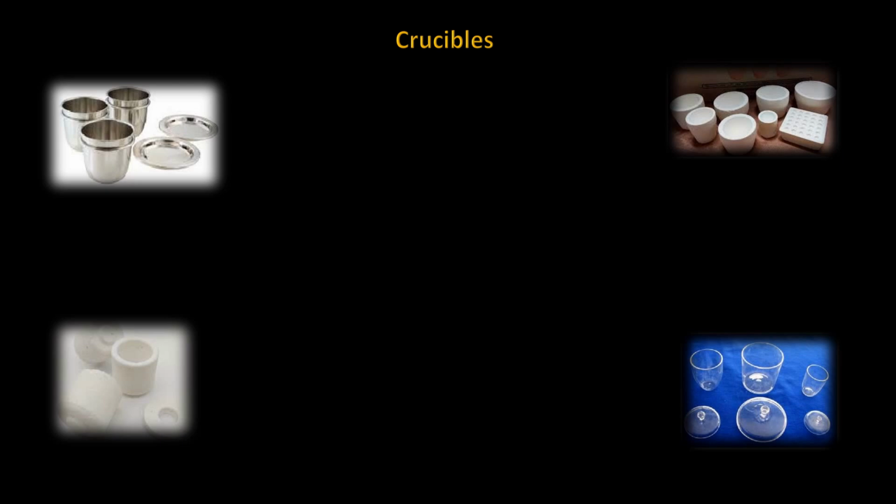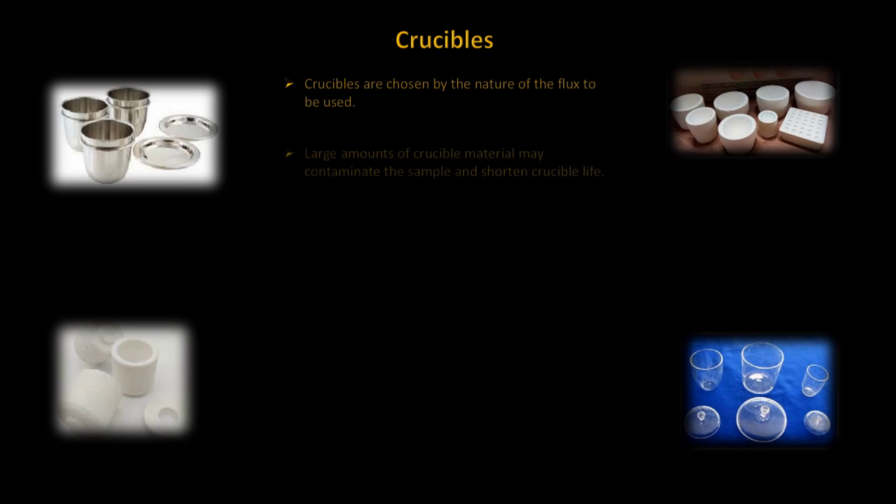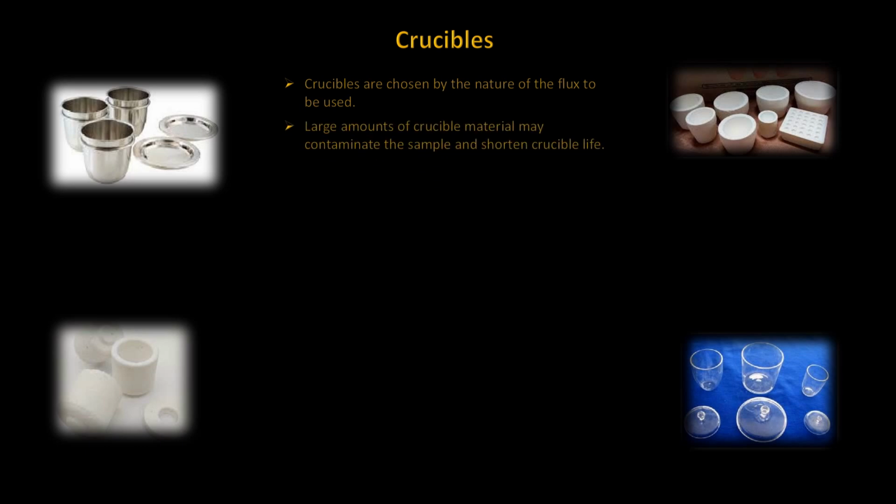Fusions are made in crucibles, of which there are many types. The crucible of choice is determined by the nature of the flux that you will use. Sample sizes are smaller for analytical analysis. Large amounts of crucible material mixed with the sample may contaminate the sample as well as shorten the life and usability of the crucible. Excessive temperature should be avoided. Overheating can damage a crucible.